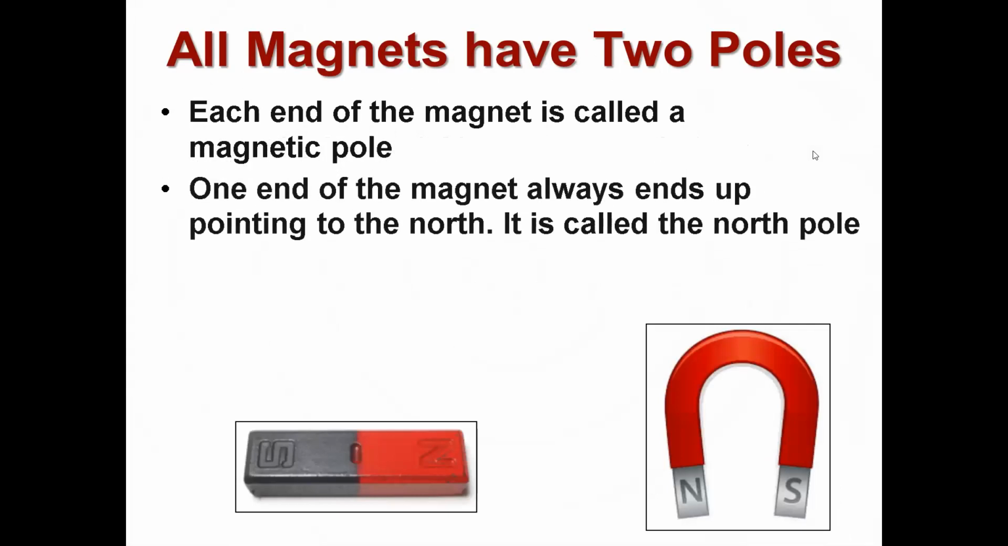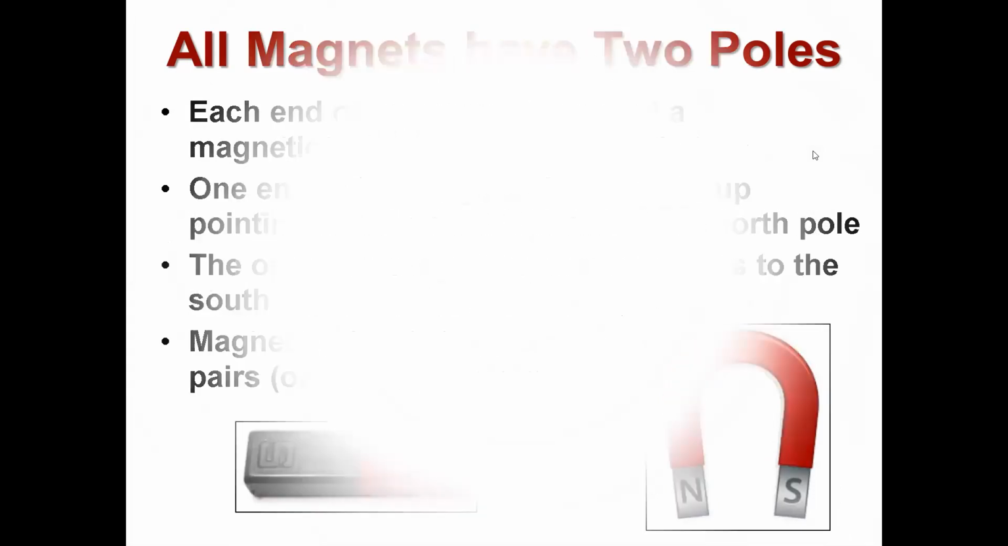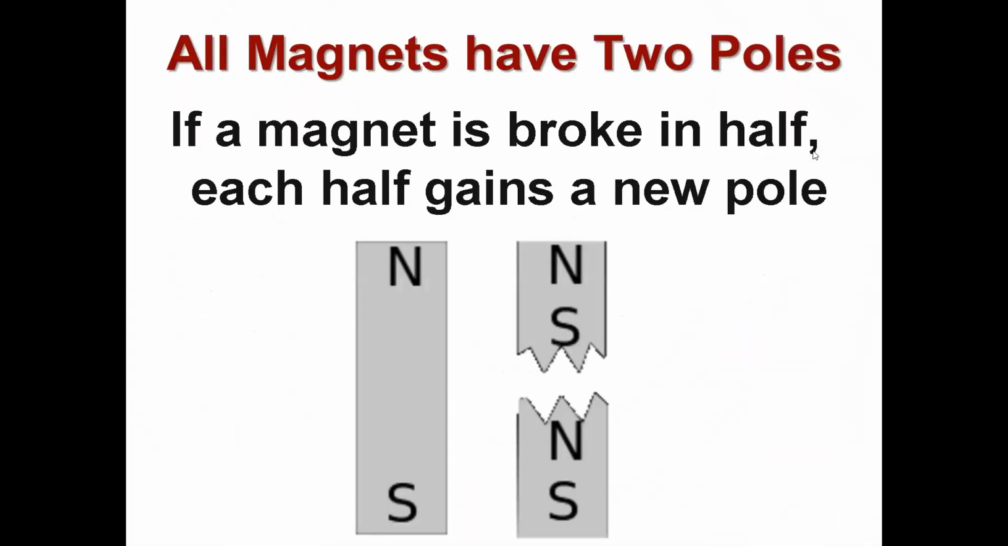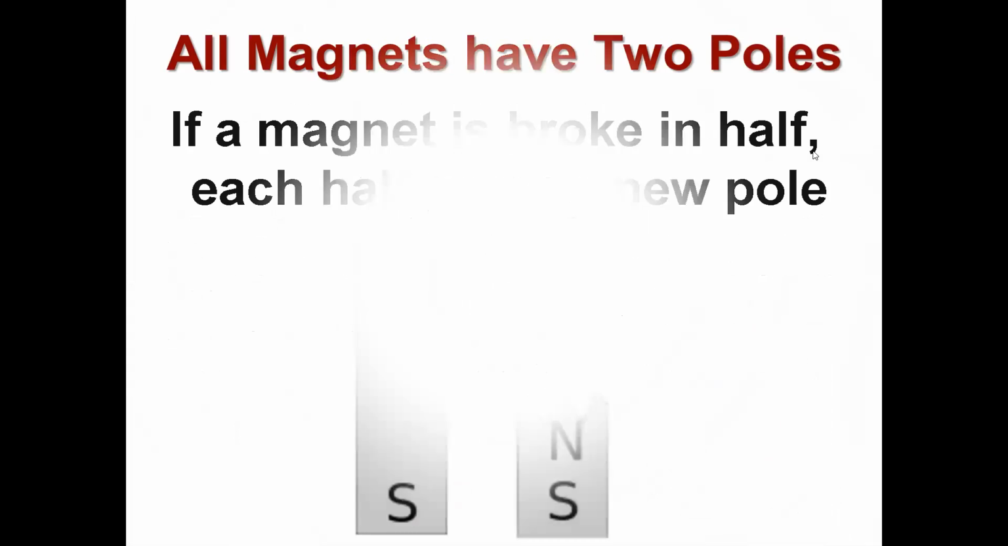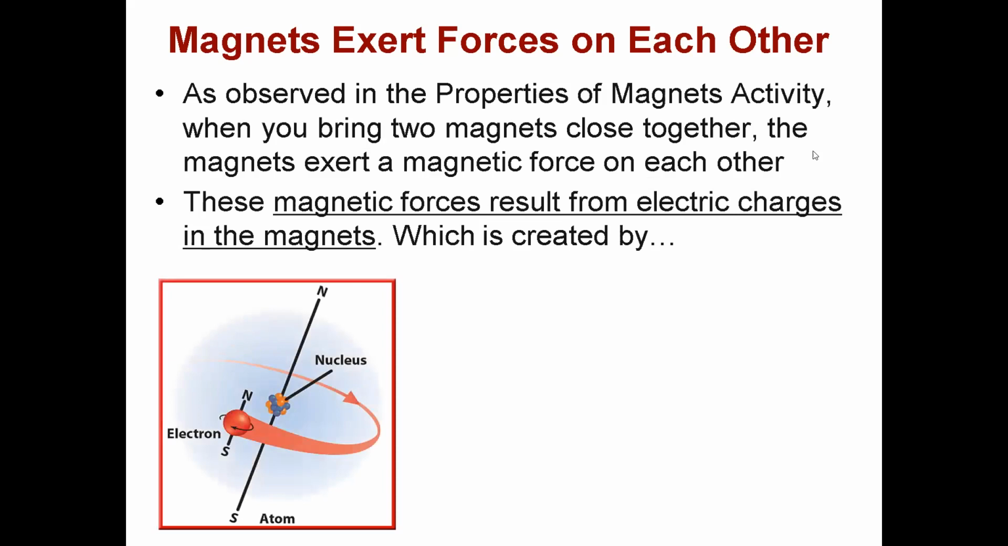We have S and N. S means south pole and N means north pole. And they must come in pairs. Even if you cut it into two halves, you must have a new pole. One is north and one is south. Now the second property, that the magnets exert forces on each other.